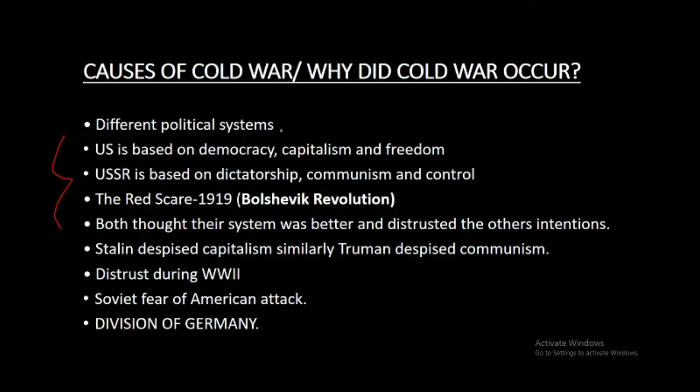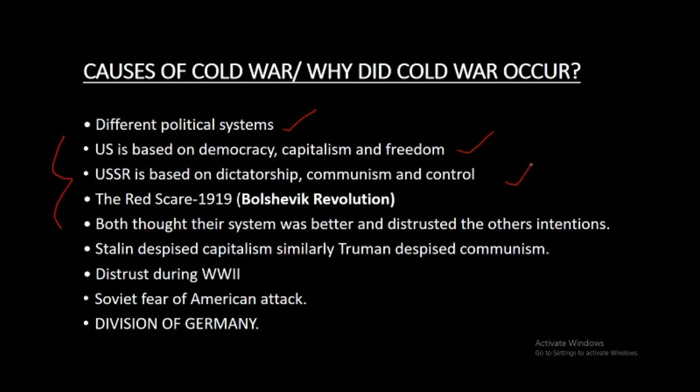There were different political systems. They were against each other. Capitalism promoted the competitive market, the free market economy, while socialism or communism promoted that there should be a central government that controls all these things. The central government would control the supply and the demand, while in capitalism property is privately owned, and everyone can have what they want to have. The US was based on democracy and capitalist freedom, while the USSR was based on dictatorship, communism, and control.